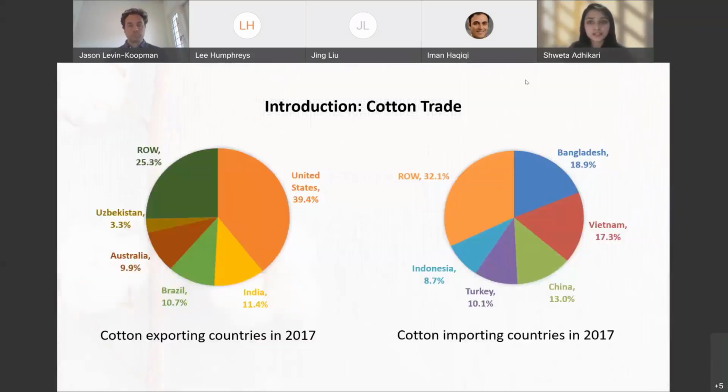So this is a chart that represents some of the major exporting and importing economies when it comes to cotton. And I have 2017's data, because the trade war started in 2018. These were the major exporting countries in 2017. We have the United States as the world's largest exporter, and then we have Bangladesh, Vietnam. These are some of the major cotton importing countries apart from China.